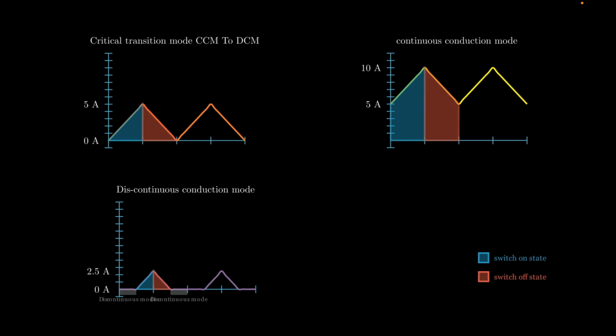If we do not choose it within the range, then we will enter into the discontinuous conduction mode, and there our buck converter will be having no current in the discontinuous zone, which you are able to see on the screen. So at that moment it will behave weirdly, and you will not get the desired buck behavior in the converter. So coming back again to the critical transition mode.